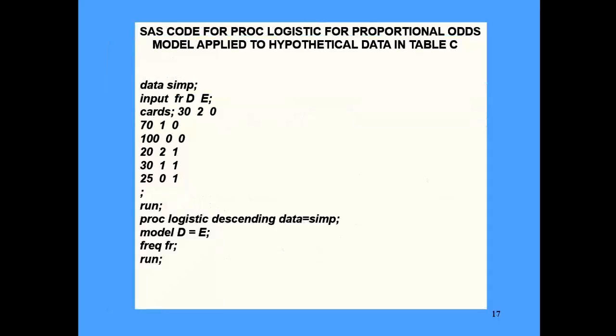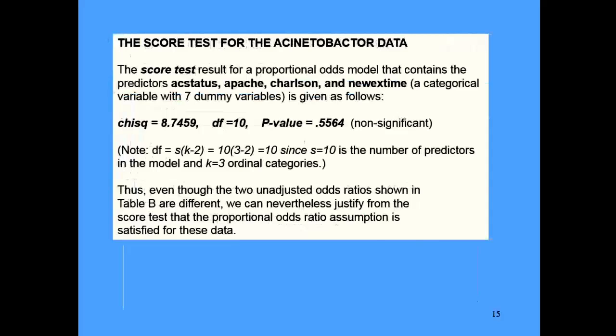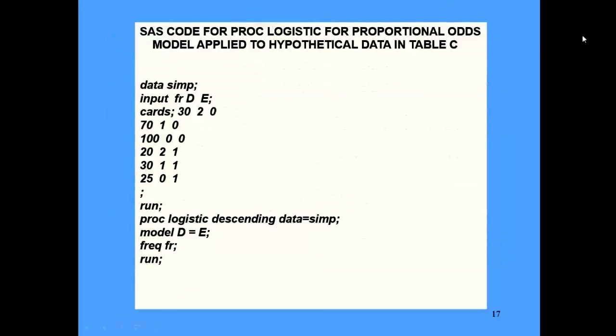How do you do this if you had the data? Okay. Now, this is a way to write the code for the data that I have. What this says here is for table C, that's the hypothetical data. Now, you notice how many lines do I have? It says data simp, input, and then I got cards. We used to have cards, and now you put in data lines. Okay. And then there are 6 data lines.